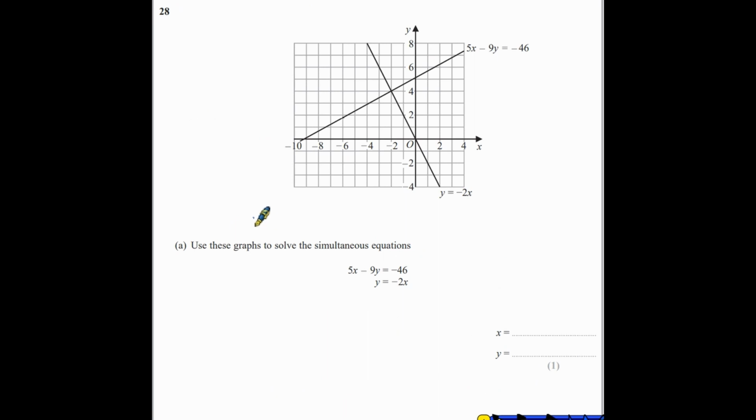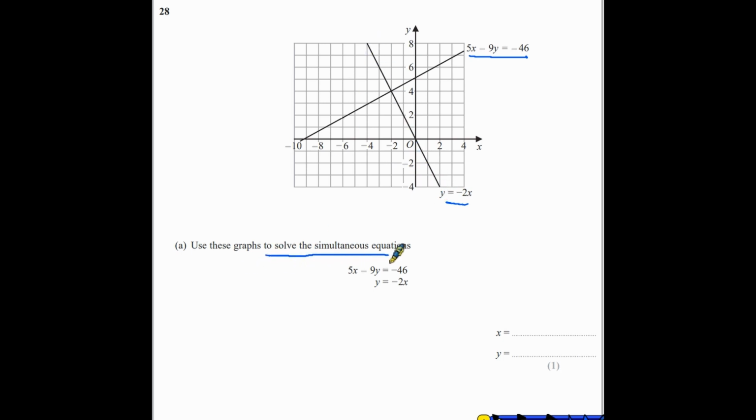Question 28 also has 2 parts, but they apply to different graphs. So let's look at part A first. Use these graphs to solve the simultaneous equation. 5x minus 9y equals minus 46. And if we look at the graph, that is represented by the line here. Y equals minus 2x is represented by the second line.